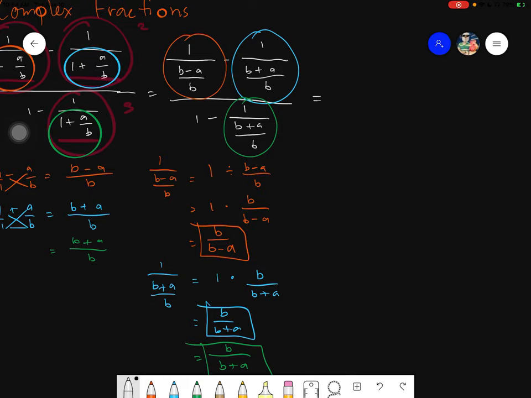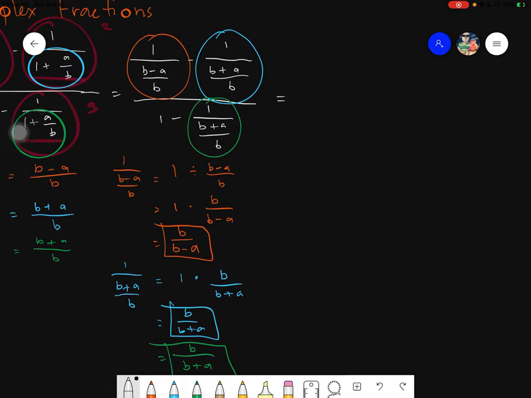You cannot have multiple equal signs, but I'm just writing it so that you will be able to see the process. So it's b over b plus a, minus a, minus b over b plus a, all over 1 minus b over b plus a.